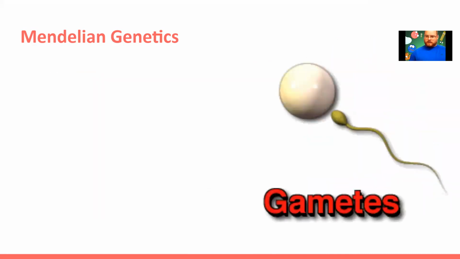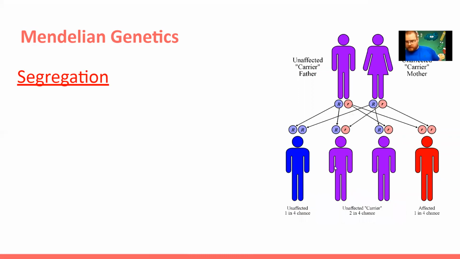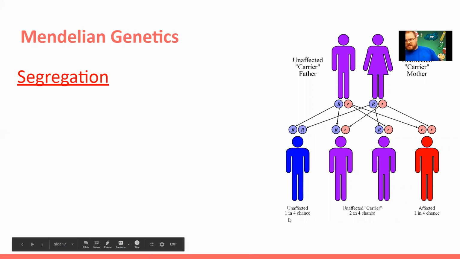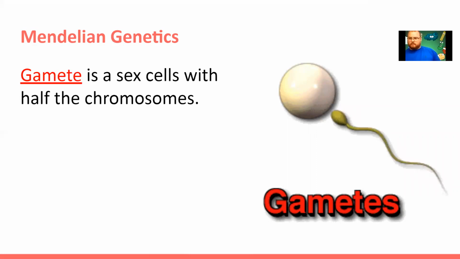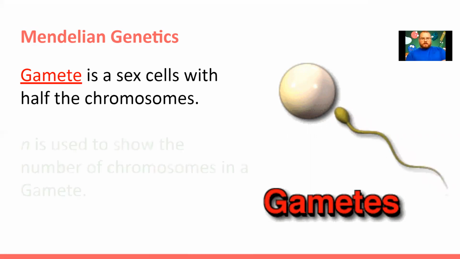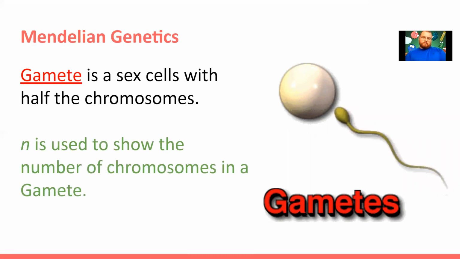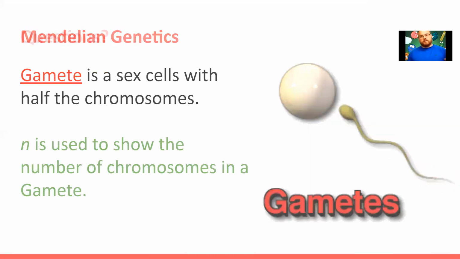We're not going to talk about segregation too much because it doesn't apply a whole lot just yet. We'll discuss that at a later time. It's going to bring us to the vocab words as we move into meiosis, which is gamete. It's a sex cell with half the chromosomes, and N is used to show the number of chromosomes in one single gamete. So for instance, on fertilization, they're going to have double.